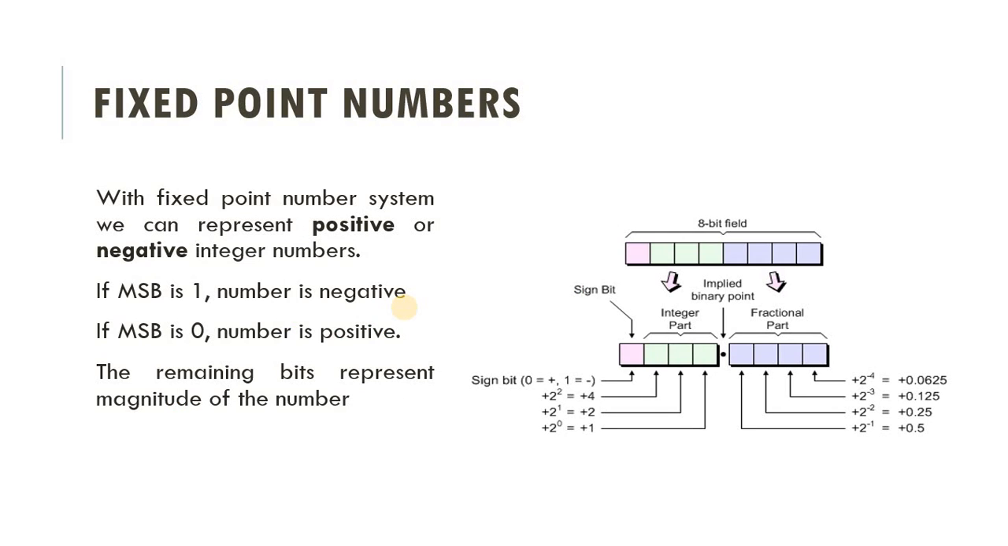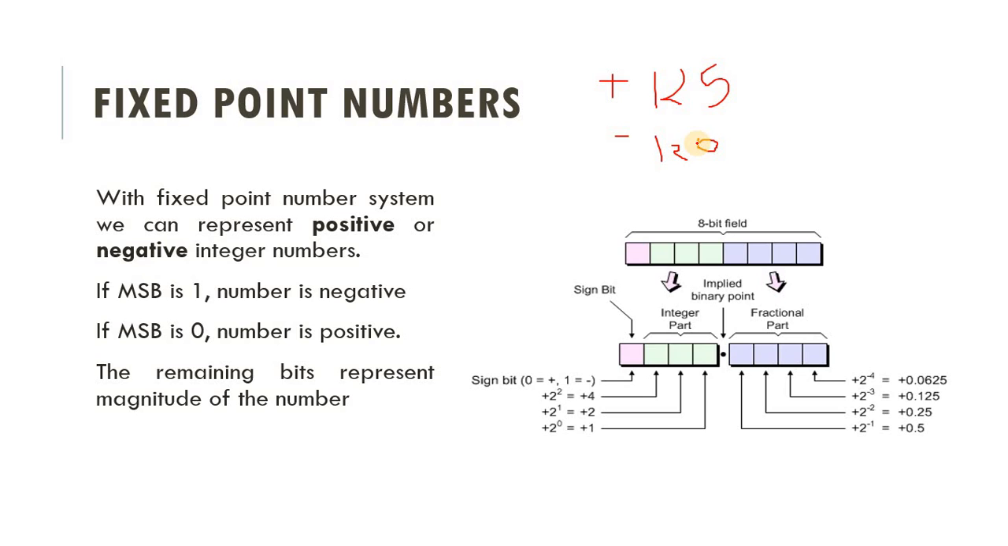Now with the fixed point number system, we can represent positive or negative integer numbers. Suppose I want to write the positive number plus 125, or suppose I want to write minus 120.